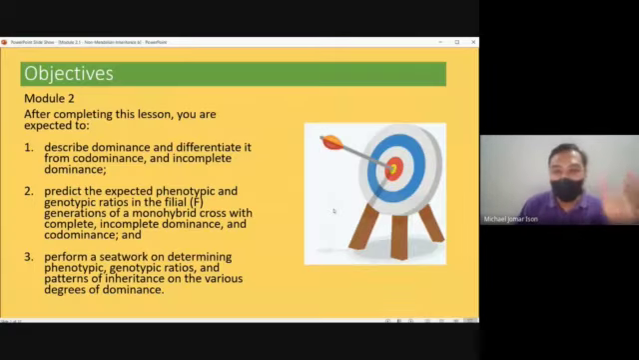Before we begin, take note that the objectives for module number 2 are: number 1, to describe dominance and differentiate it from codominance and incomplete dominance. Number 2, to predict the expected phenotypic and genotypic ratios in the filial generations of a monohybrid cross with complete dominance, incomplete dominance, and codominance. And finally, the third objective for today's discussion is to perform a seatwork on determining phenotypic and genotypic ratios and patterns of inheritance on the various degrees of dominance. With all of those objectives for Module 2, we can now proceed with our discussion.